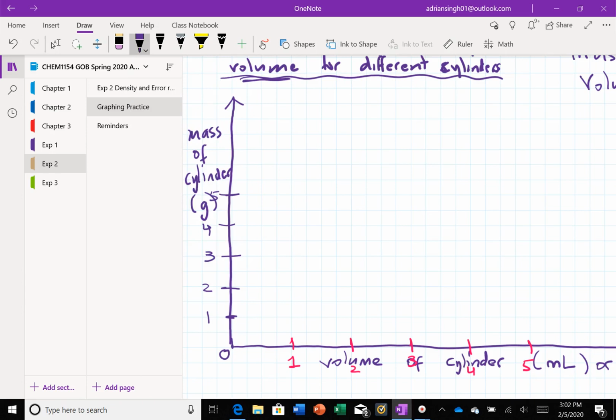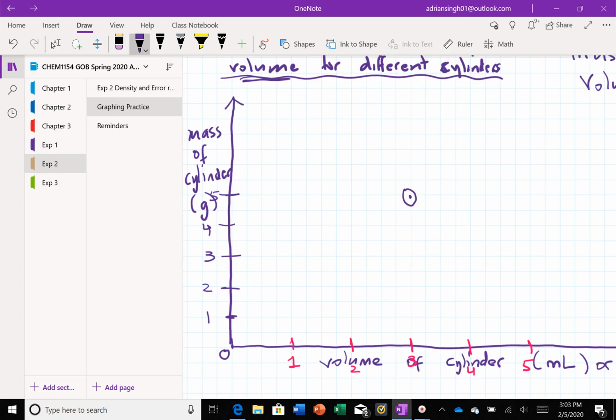5 grams. So we're going to find that here on the x-axis. And let's say that it had a volume, when you measured it by displacement, it had a volume of 3 milliliters. So we're going to find each of those. There's our 5 grams for the mass, followed across. There's our 3 milliliters. So we're going to find where those two intersect, right there. Put a circle around it, and that's your first data point.